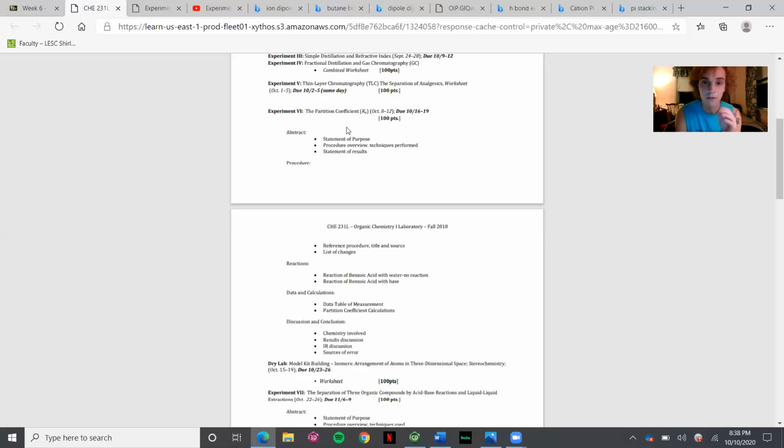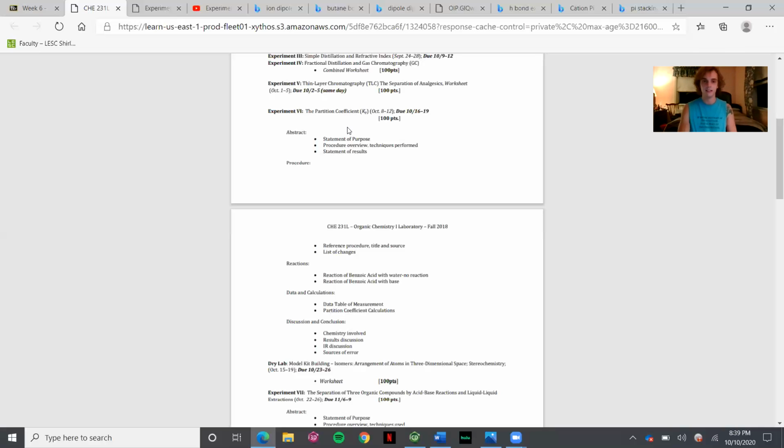But procedure overview, like I said, 3 sentences, abstract, should be easy, statement of results. So basically, 1, 2, 3 sentences. The first one, why you're doing it. The second one, how you did it. The third one, what were the results? What was the comparison partition coefficient of your benzoic acid in your water to methylene chloride to your sodium bicarb solution to methylene chloride? What were the results? Quick, 3, 4, 5 sentences, very quick.